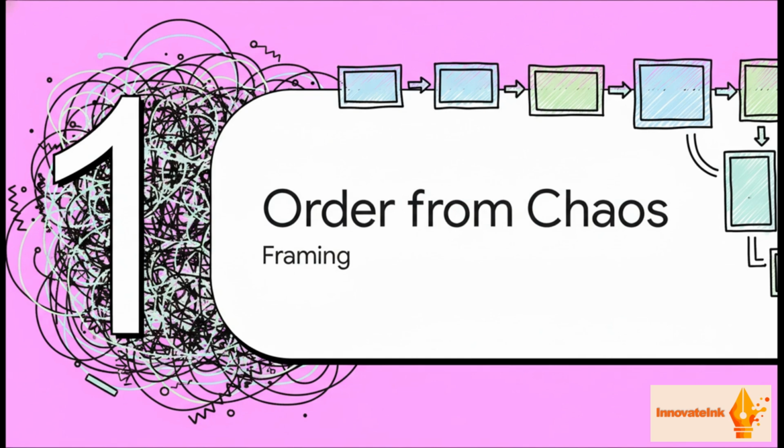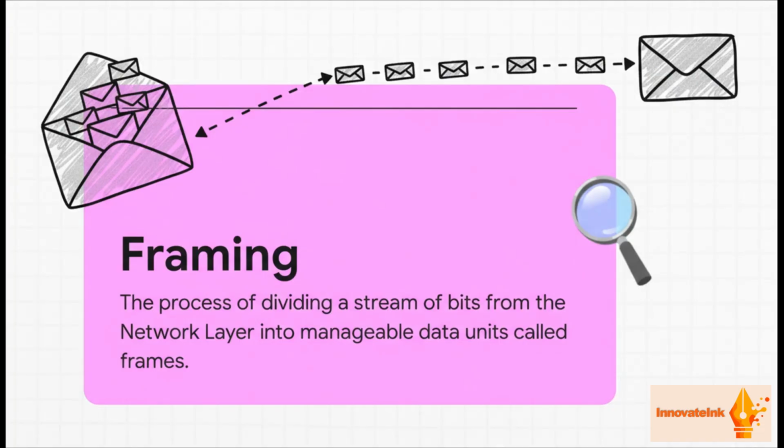This is step one in taming the chaos, and it's all about grouping those bits into manageable chunks that we can actually work with. So a frame is basically the fundamental package for our data. You can think of it like putting individual letters into an envelope. That simple act creates a clear beginning and a clear end, and it turns that endless stream of bits into a nice, orderly series of distinct messages.